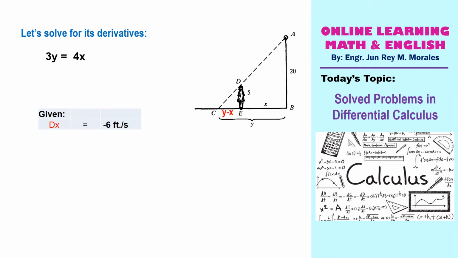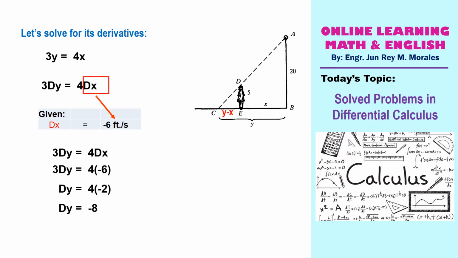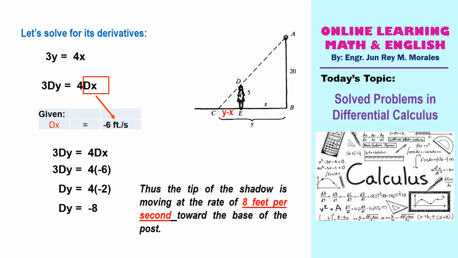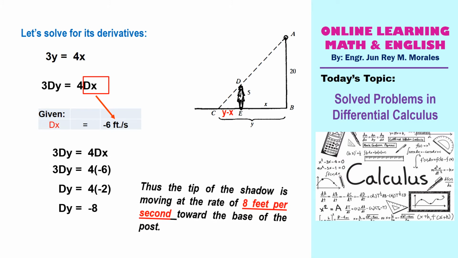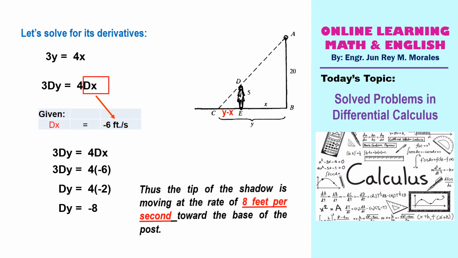Remember, we were told earlier that the girl is walking at the speed of 6 feet per second. Therefore, it is the value of derivative of x. Let's substitute it and solve for derivative of y. Solving the equation, we find that derivative of y is equal to -8. Thus the tip of the shadow is moving at the rate of 8 feet per second towards the base of the post.